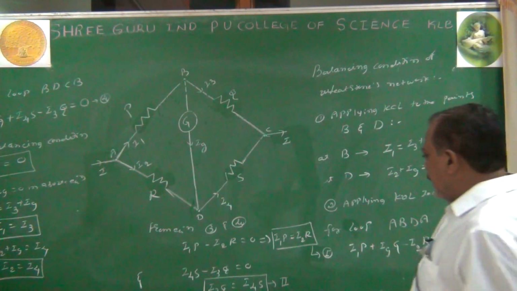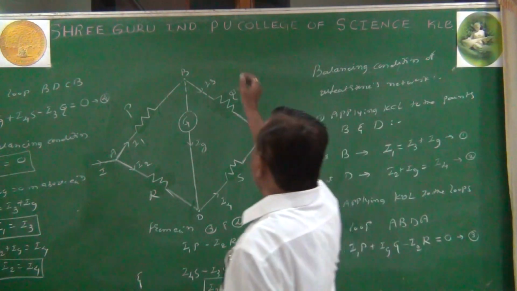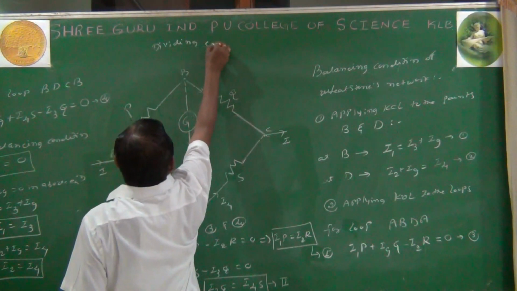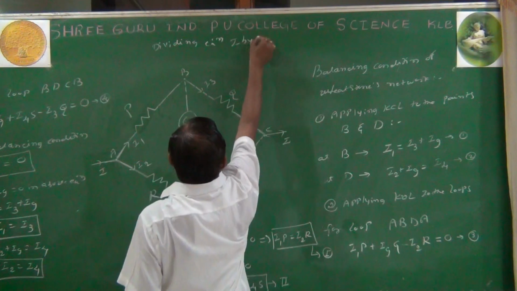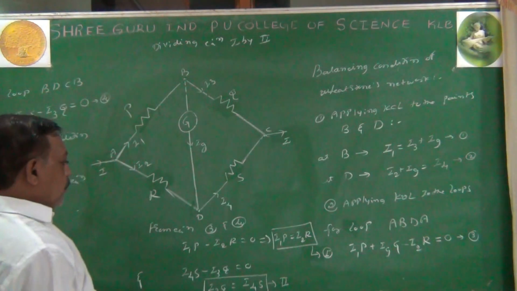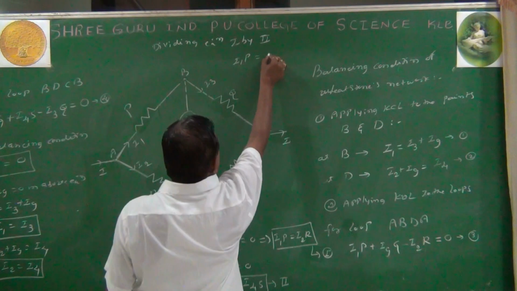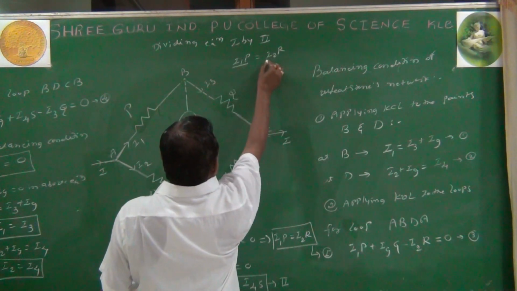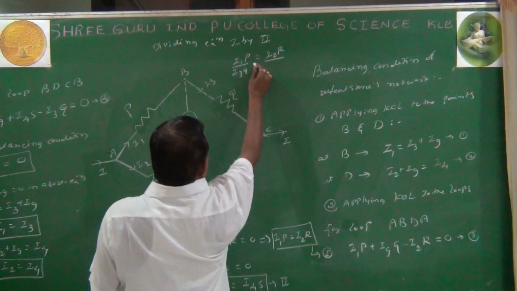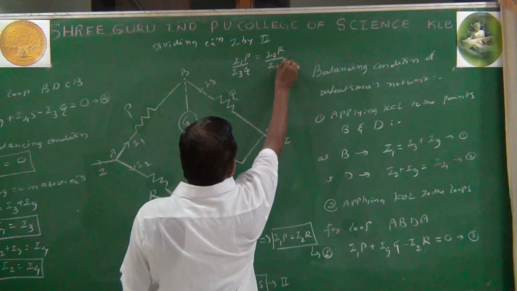So I can divide equation Roman 1 by equation Roman 2. Dividing equation Roman 1 by Roman 2. Is it clear? Then what is Roman 1? I1P equals I2R. Divide. What is Roman 2? I3Q equals I4S.